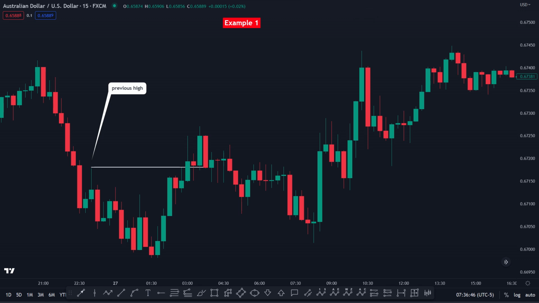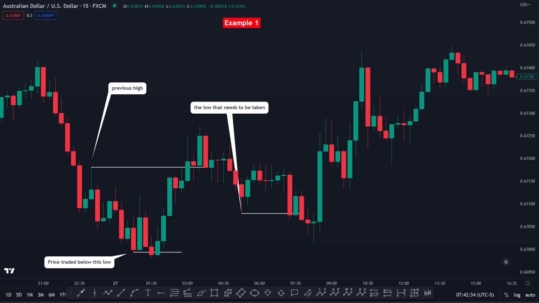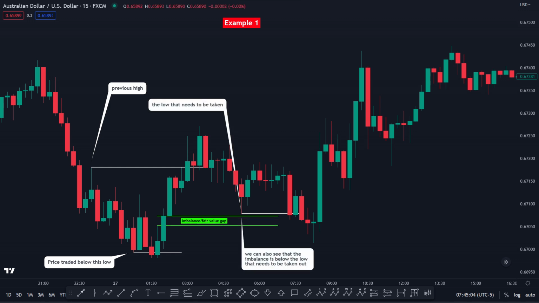Here we can see that we have a previous high here. Then price traded lower before trading above the previous high. Now we can also see that we have a low that I have mentioned that price has to trade below. So on the last few steps we have to find a demand zone, a fair value gap, and lastly a confirmation candlestick. We have spotted an imbalance here, and we can also see that the imbalance is below the low that needs to be taken out.